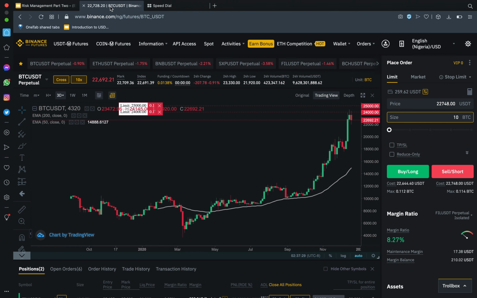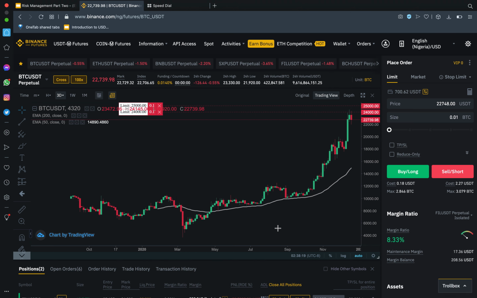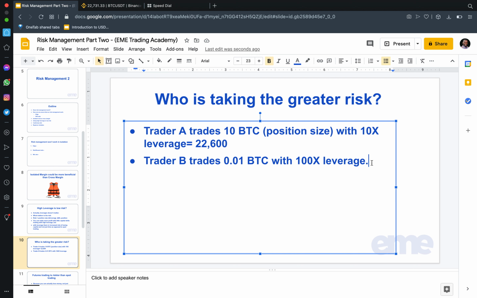Now let's calculate for trader B. Trader B wants to trade with 100x leverage, but he just wants to trade with 0.01 BTC. You can see that the cost of his trade is just 0.13 USDT. So what does that tell you?